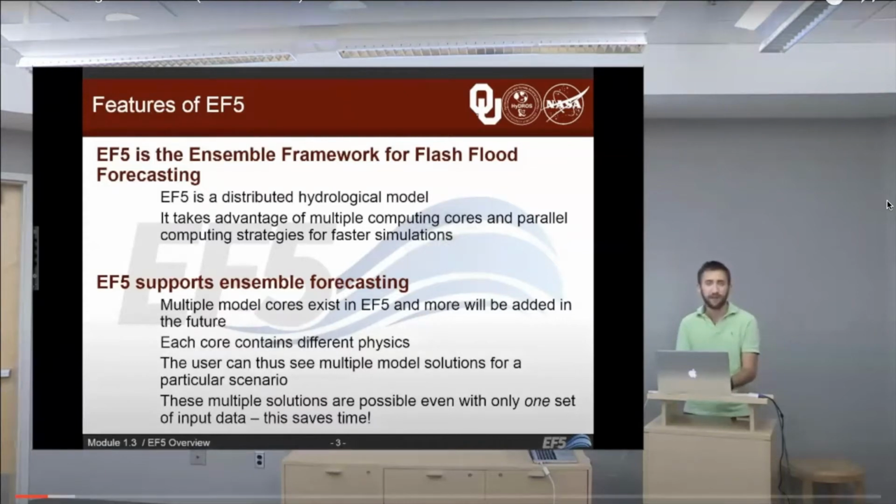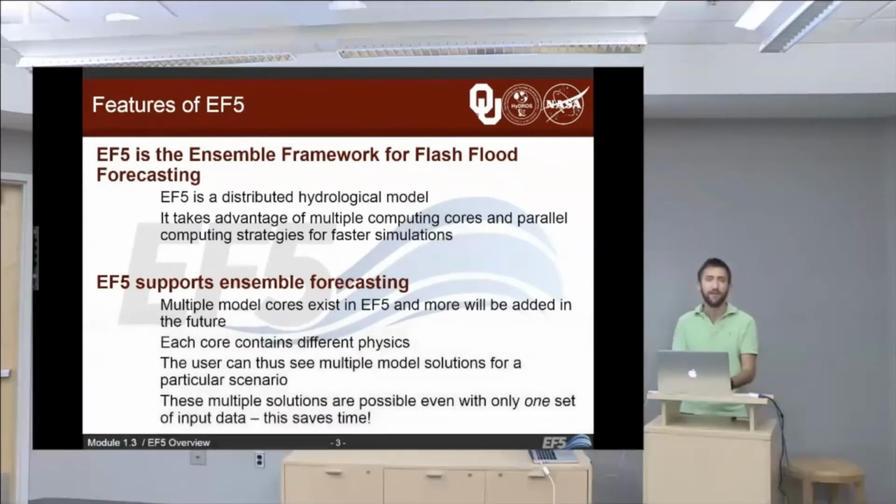To save time, because that means that you can generate one series of input data, one series of precipitation, one series of PET, one control file, and then you put that into EF5 and it runs it through all the different models at once and gives you a bunch of different solutions.